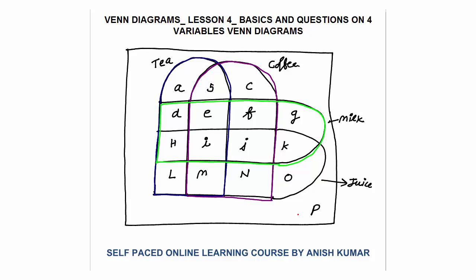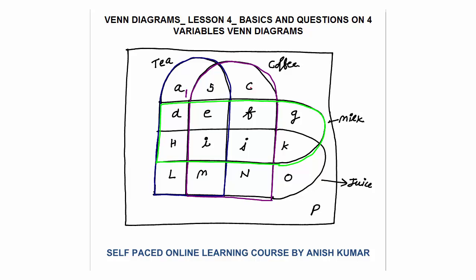Now I will ask you some questions and then we will answer. My question is, how many people consume only tea? You can see that this is the tea circle, this blue one. Only tea is A. A are the number of people who consume only tea. So I will mark this as A1. 1 means exactly one drink.